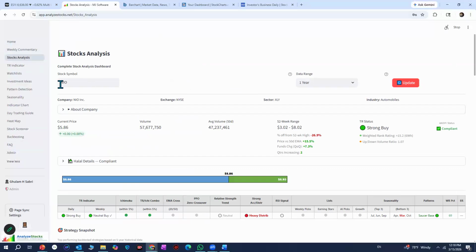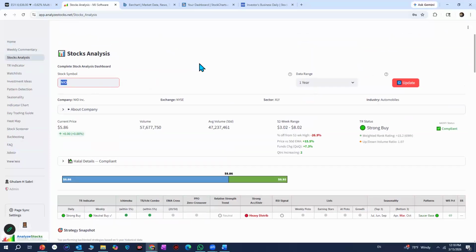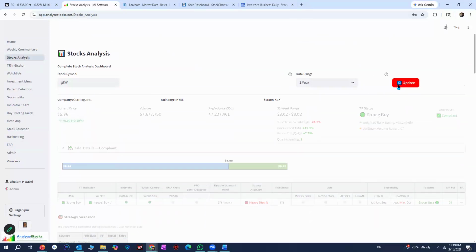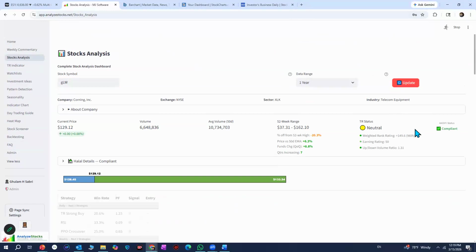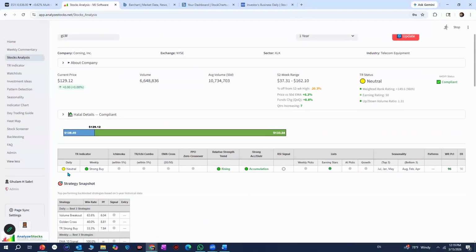The same one, AXTI? This is new, for example. The GLW? Okay, yeah. So let me pull up the data for GLW. Now this main screen is pulling up the data from the database. It is saying that it is AOIFI, which means halal compliant. Right now the TR indicator is neutral. Weekly is a strong buy. Relative strength is good, it is being accumulated.